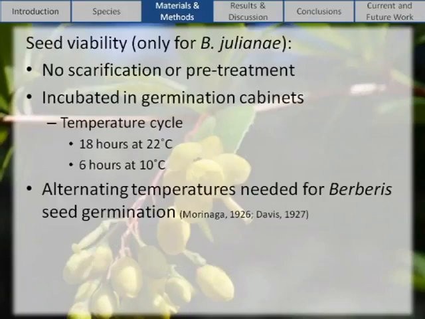Then I conducted seed viability. Now this I only did for Berberis julianae as of yet, and the reason was I only last month got the seeds of Berberis aristata. So that is currently in progress. I'll only be reporting on Berberis julianae. Now, to note, there was no scarification or pre-treatment whatsoever, and I incubated them in an alternating temperature scheme which is recommended for Berberis seeds.